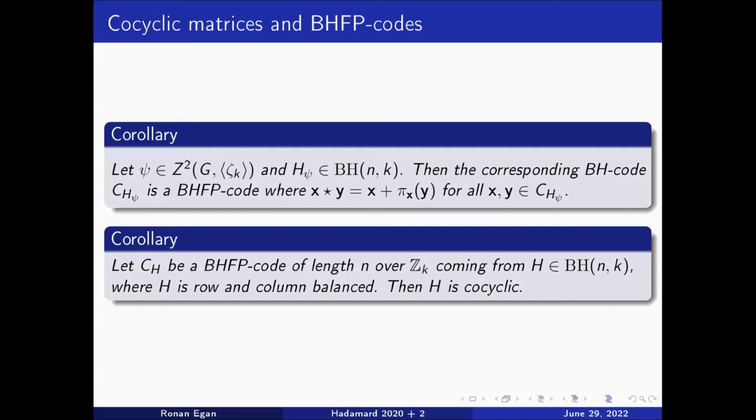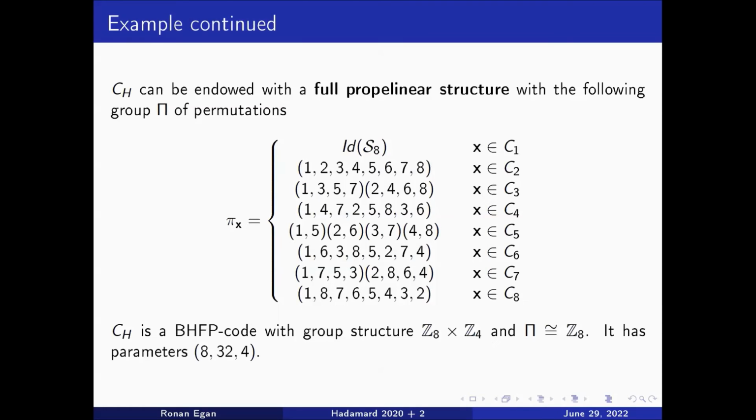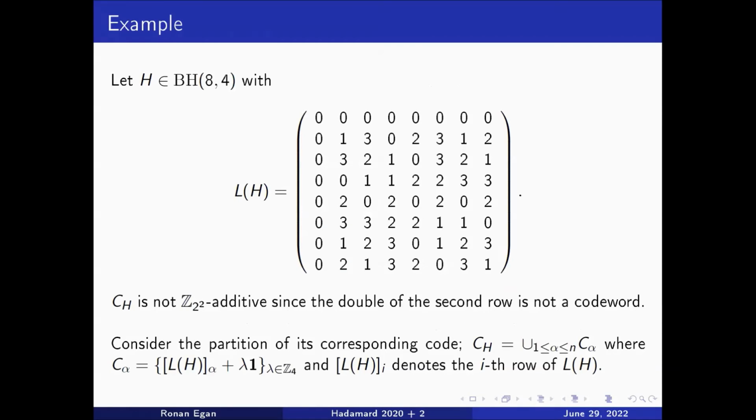Can you go back? Yep. It is not balanced. The example of size 8, no, this one's not balanced and is not to my knowledge a cocyclic matrix, although it possibly is equivalent to something like that.